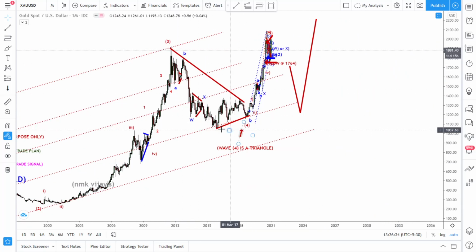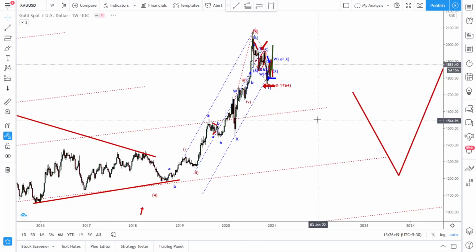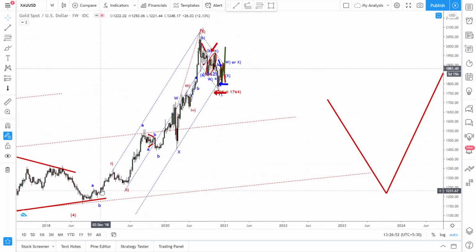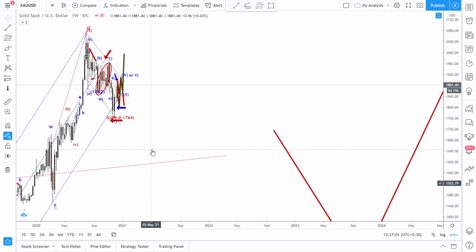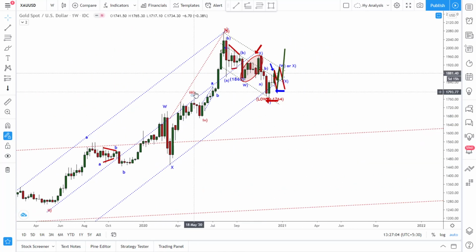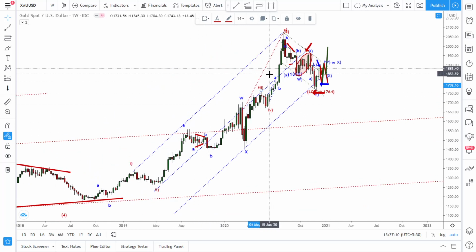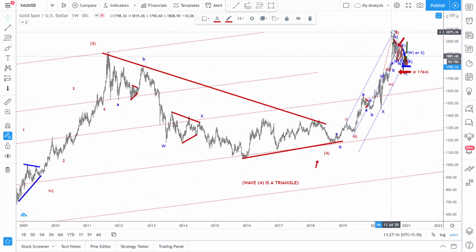The fourth wave has ended as a triangle, because A, B, C, D, E, and this is the ending diagonal triangle pattern. It's already completed. From here, each and every wave got an ABC. ABC is a 1, ABC as a 2, A, B, C as a W, followed by X. Again here is a B and C. So this is the end of the third. So ABC is a fourth, and again A, B, C as a 5. So this is an ending diagonal triangle pattern in the fifth wave, if it is completed.